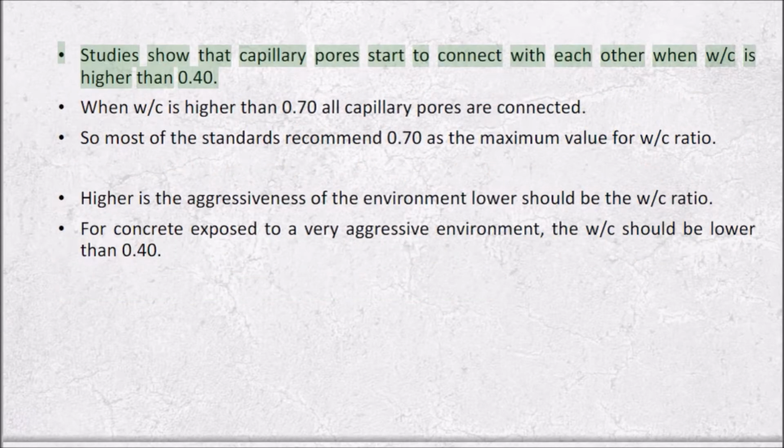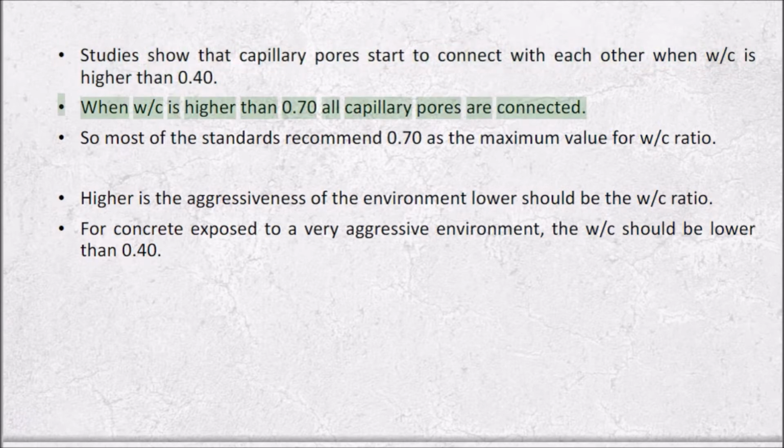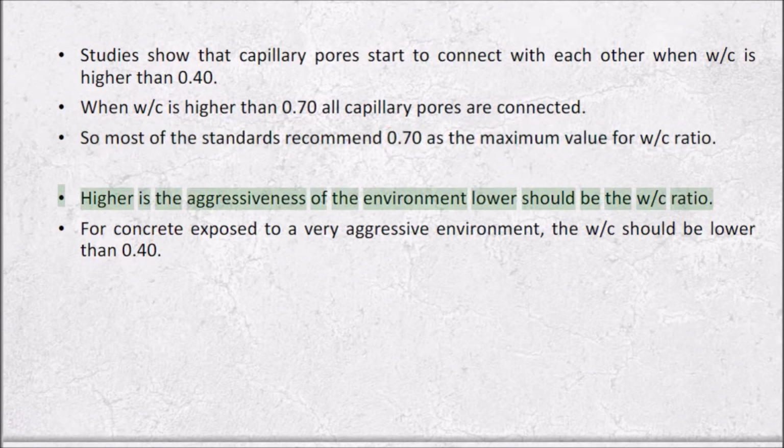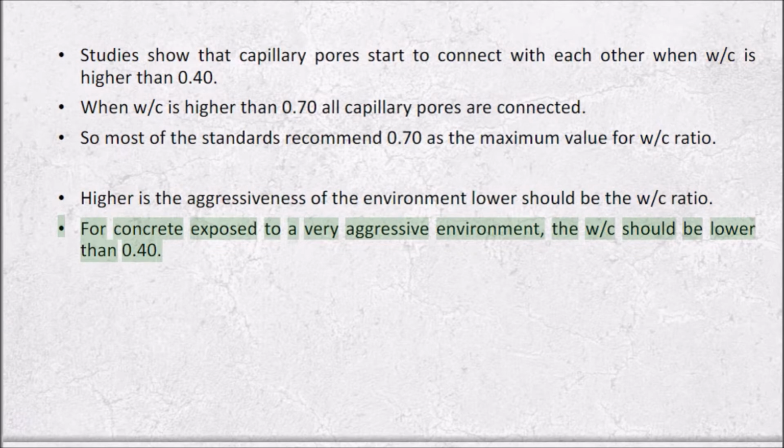Studies show that capillary pores start to connect with each other when WC is higher than 0.40. When WC is higher than 0.70, all capillary pores are connected. So most of the standards recommend 0.70 as the maximum value for WC ratio. Higher is the aggressiveness of the environment, lower should be the WC ratio. For concrete exposed to a very aggressive environment, the WC should be lower than 0.40.